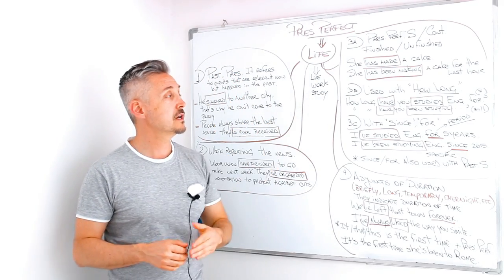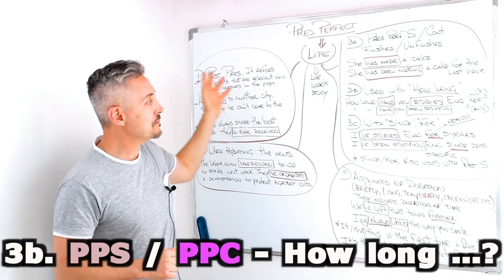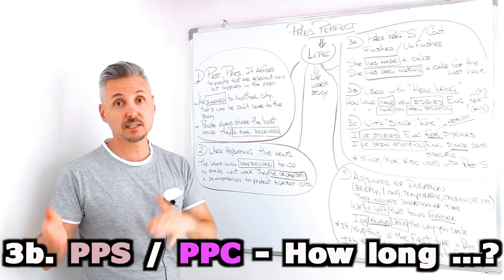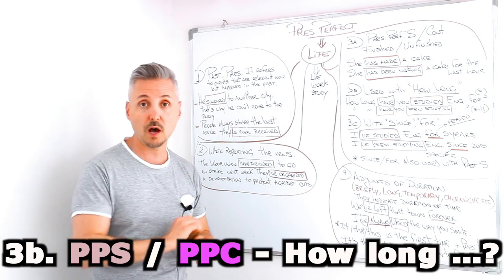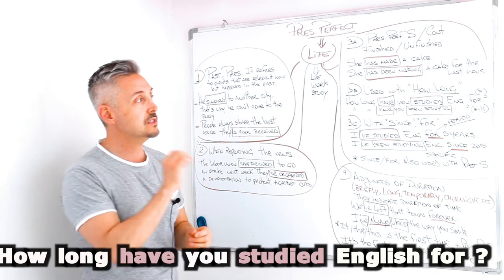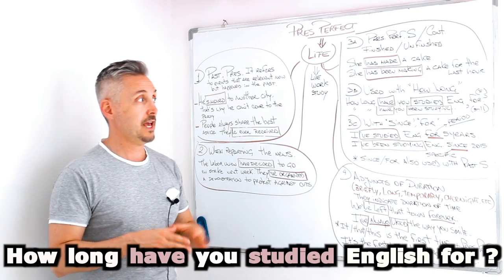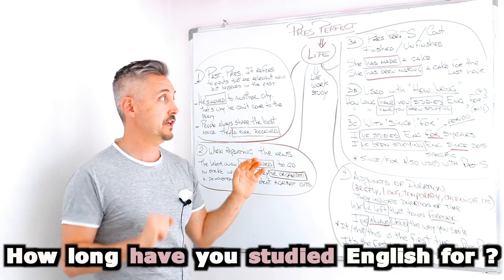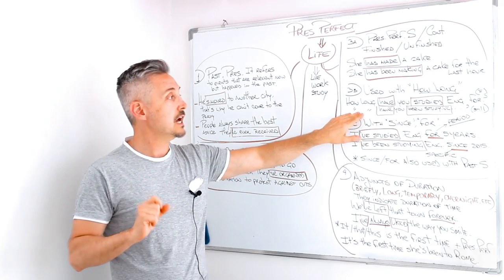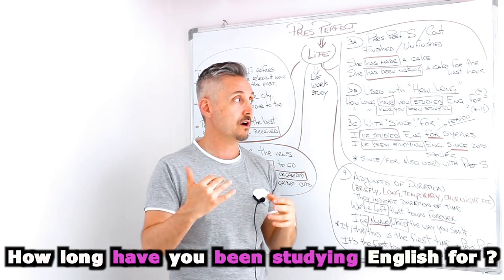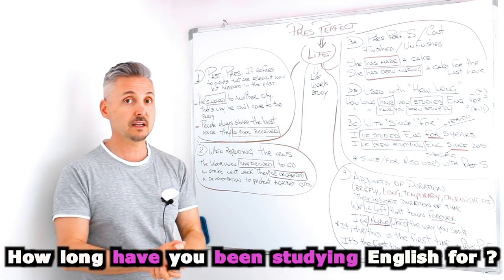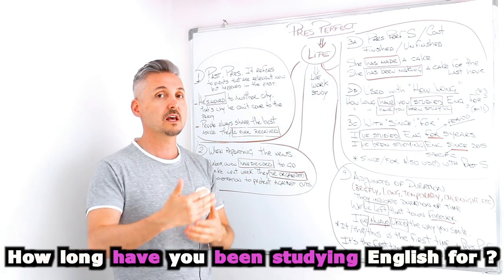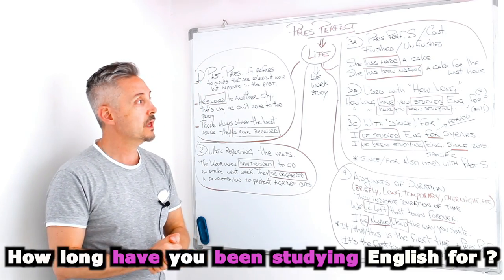Now, the second point of the third point that I want to talk about is that the present perfect simple and continuous is used with how long. How long have you studied English for? Okay, and this is maybe finished, we don't know, but probably is finished. Versus, how long have you been studying English for and is still going on, right? Because we said that the present perfect continuous is for actions that still continue up to now.